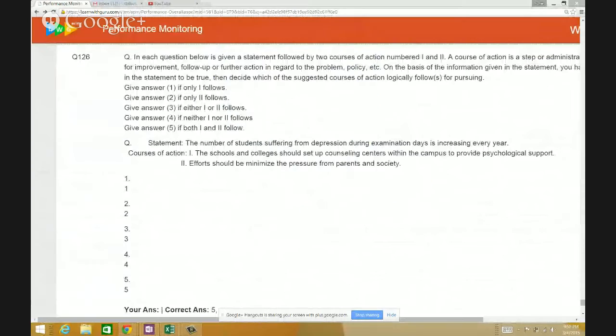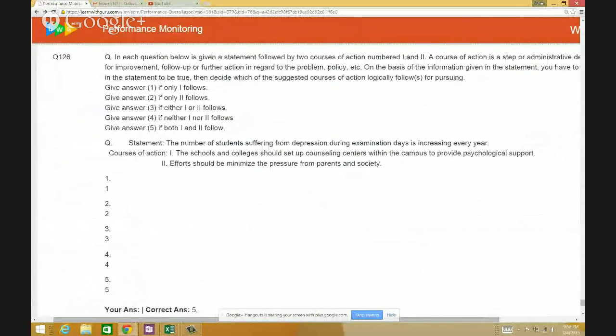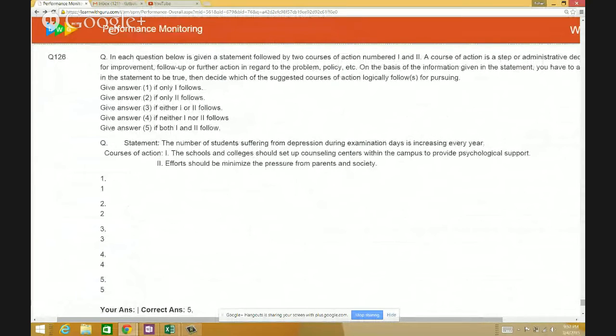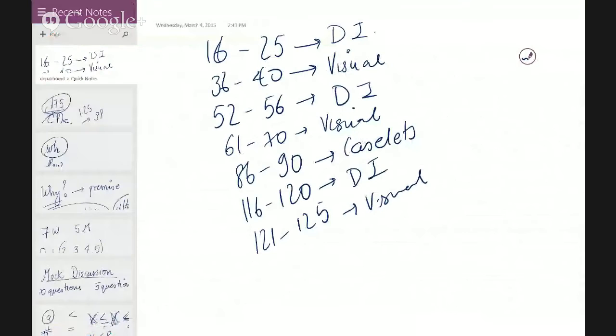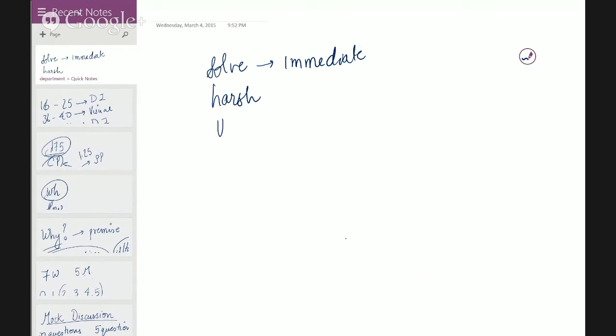Okay, so now look at this statement. Number of students suffering from depression during the exam days is increasing ever. Now, what do you do for course of action? You can just go back to my video and check, but still I'll give you the rephrase of it. It should solve the problem immediately, almost, if not too far-fetched. It shouldn't be harsh. You have to follow the utopian thing, and it should be feasible. It should be viable. All right, let's look at it.